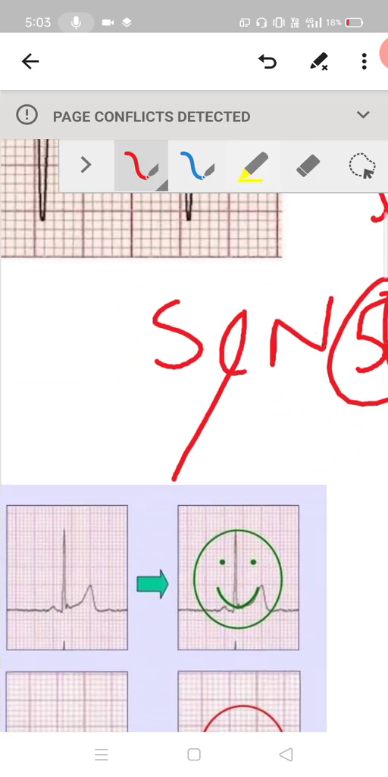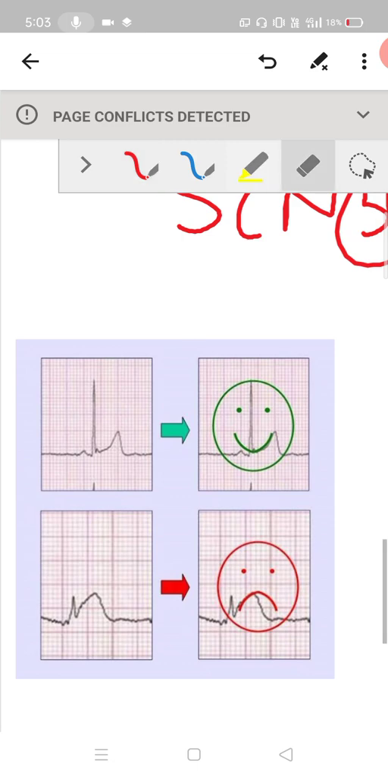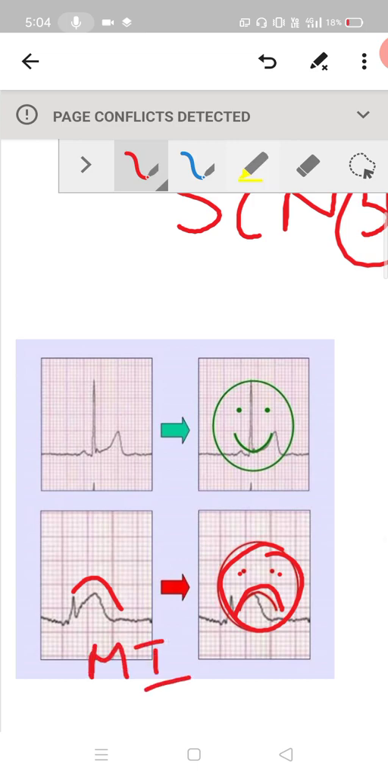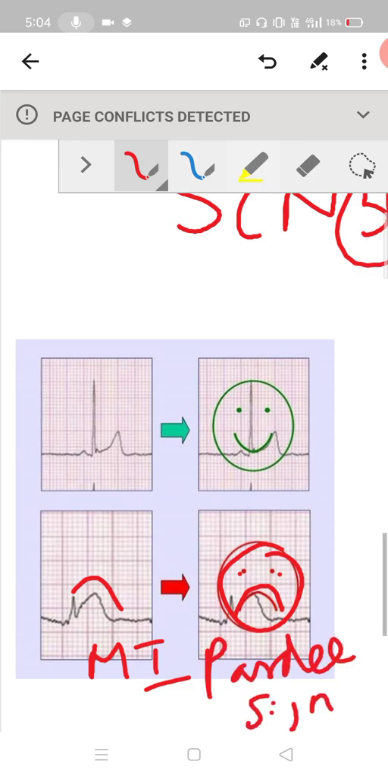And the last one is, if you see this ST elevation, it is convex upwards, like this. It looks like a sad smiley. What is sad? Getting a myocardial infarction is sad. So the party sign is seen in myocardial infarction.